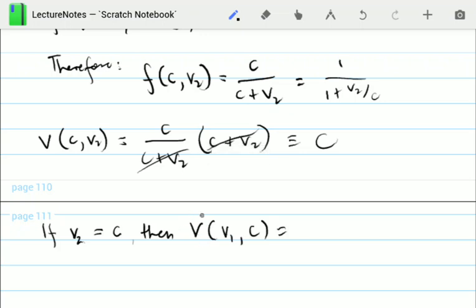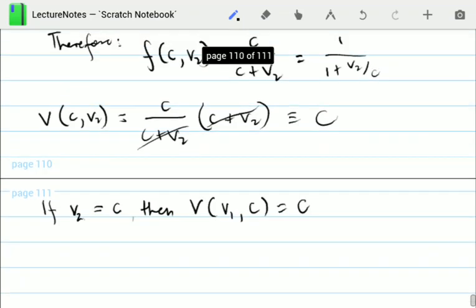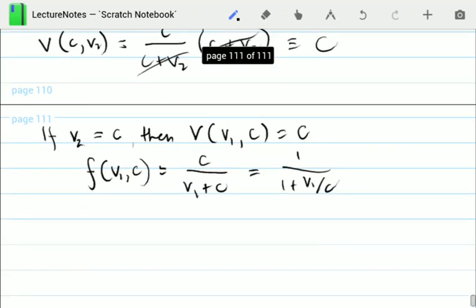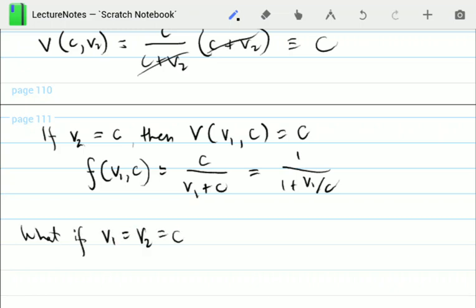Therefore, according to the constancy of the speed of light postulate, this observer will also see it moving at speed c. So our function f, v1 of c, in order for this to be true, should have the form c over v1 plus c, or we can write that as 1 over 1 plus v1 over c. Now, what if v1 and v2 are both moving at the speed of light?